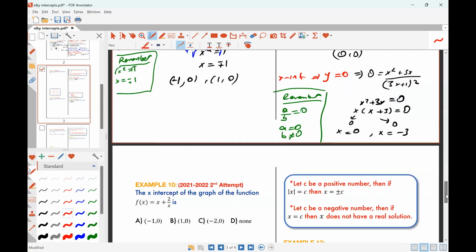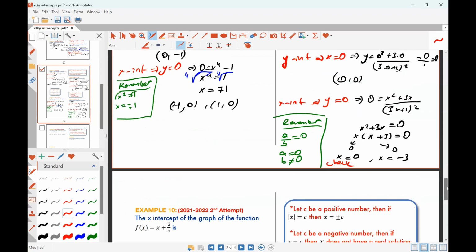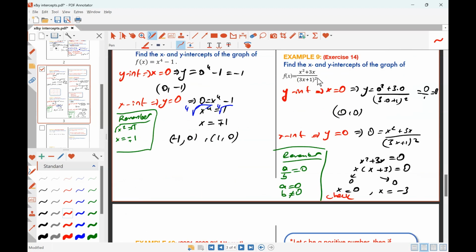So when we check 0, put it in the denominator. 3 times 0 plus 1 squared is 1 squared, which is not 0, so 0 is okay. When you check negative 3, 3 times negative 3, negative 9, plus 1, negative 8 squared, 64, which is also not 0, so that also checks. So they are both our answers. They are true. So the points will be 0, 0, and negative 3, 0. So there are our intercepts.